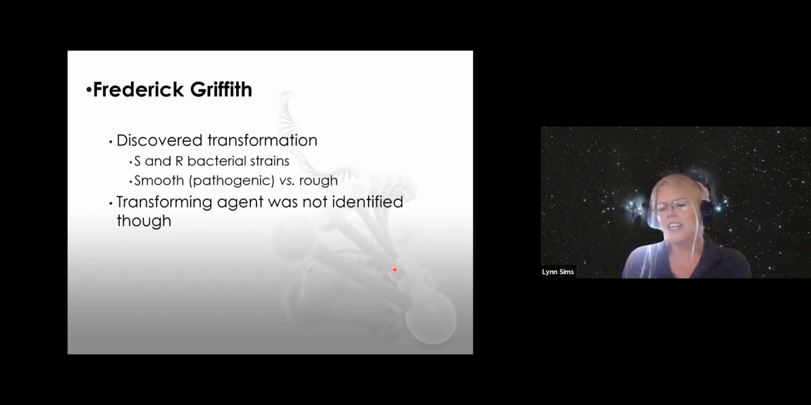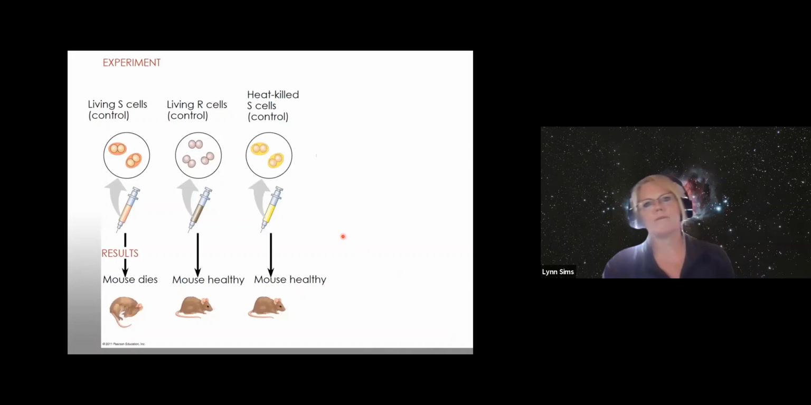Again, the agent or molecule that was suspected to transform these bacteria from the rough, non-pathogenic form to the pathogenic form was not yet identified. However, it was suspected that it was DNA. Here, looking at his set of experiments, we can see that he injected mice with the different strains of bacteria, and these represent all of the controls.